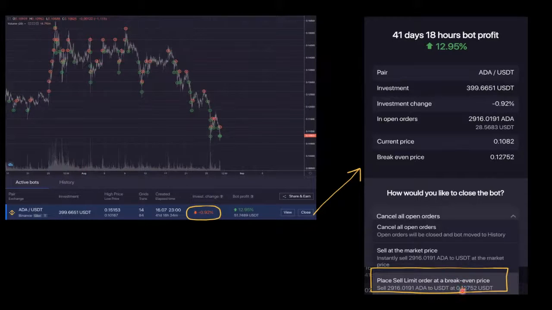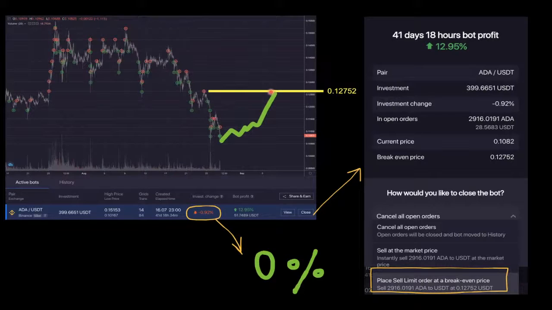And you see the break-even price for my Cardano trading to USDT is 0.127. So that's exactly over here. As soon as the price hopefully reverts back, bounces off this level up to break-even, as soon as it reaches this break-even price, the sell limit order will be executed. So by that, you have 0% loss. So that's one option to exit from the market.